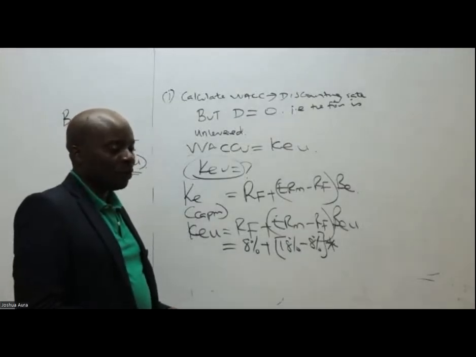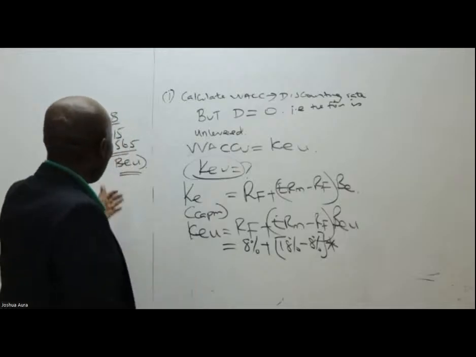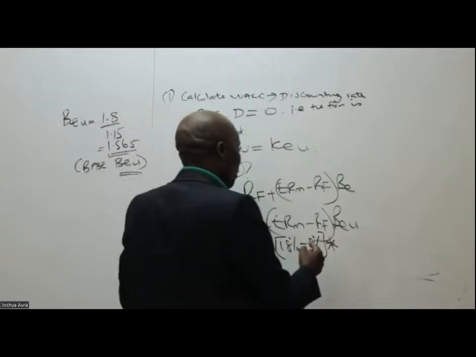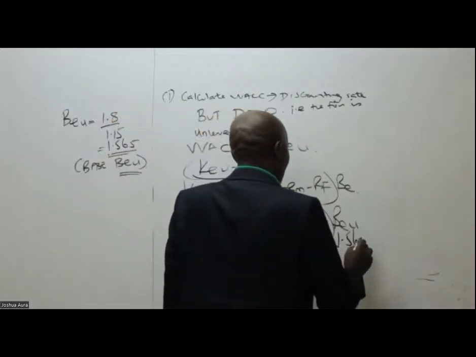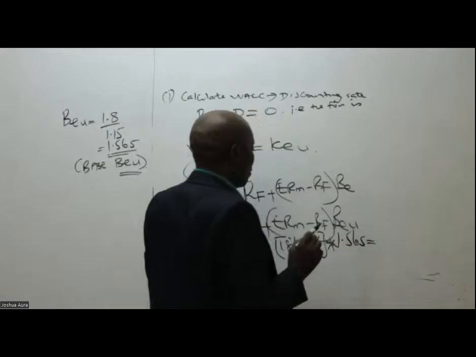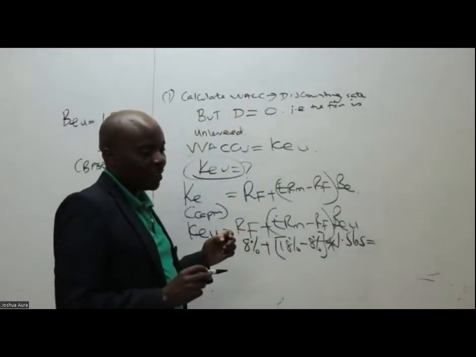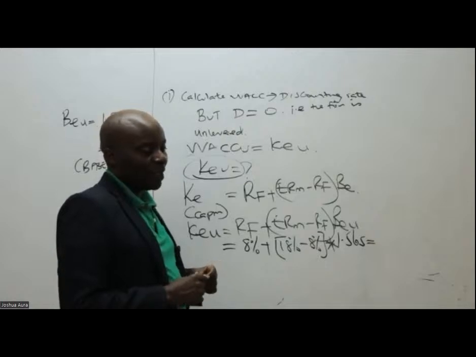Is there somebody who is able to recall that figure? Beta equity of unlevered firm. 1.565, we have it here. Because I'd written it like this, please allow me to use what I wrote here, 1.565. So please go slowly, and then you give me the answer.